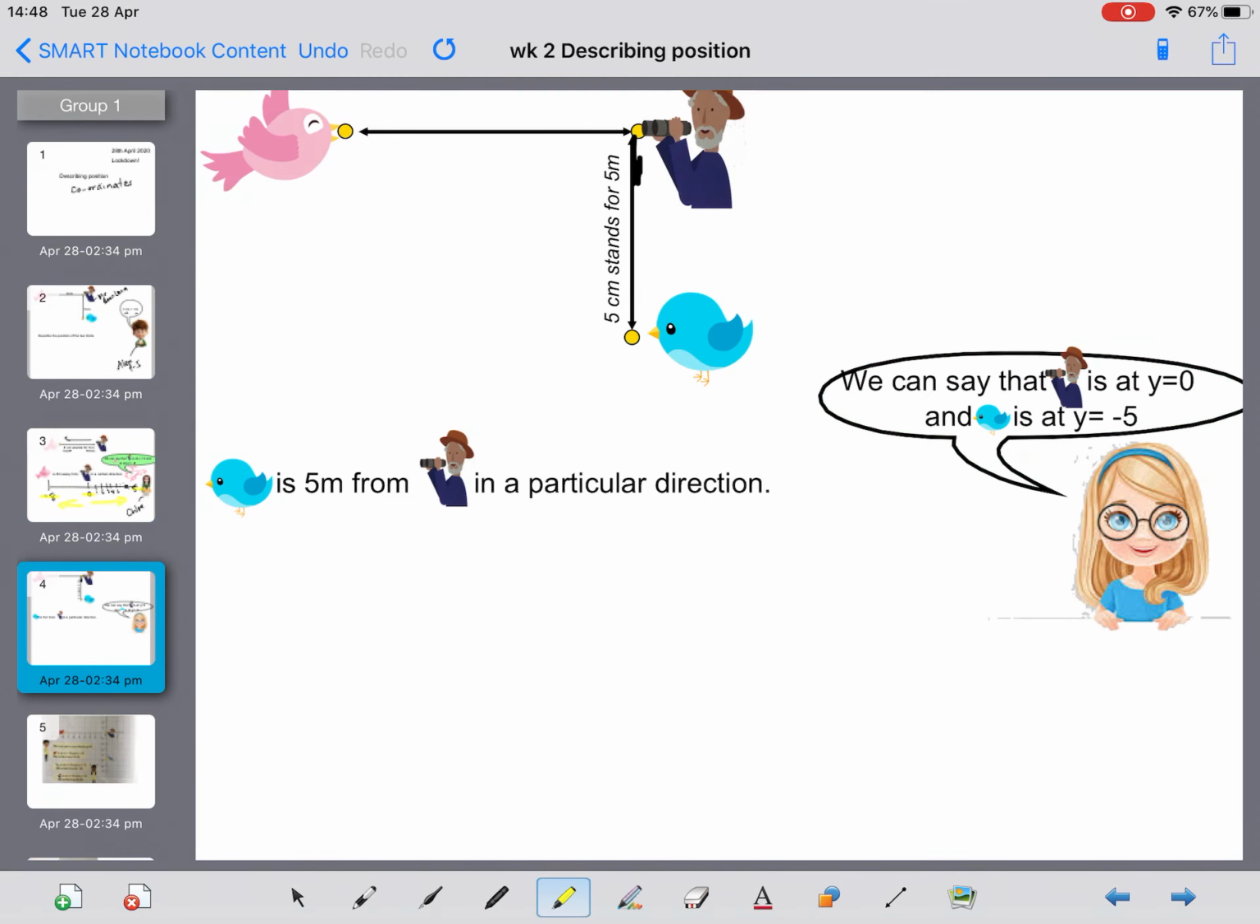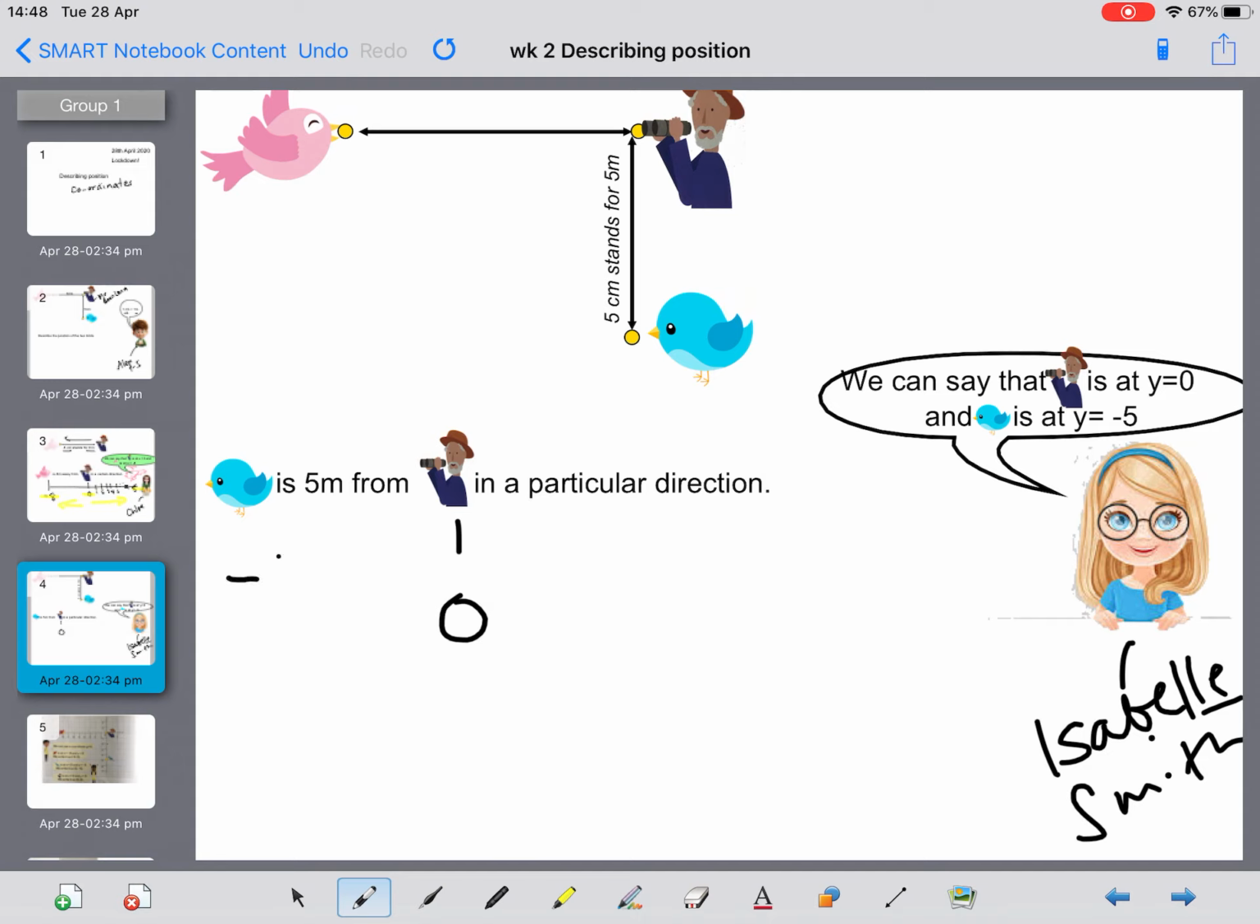Now, if we're looking at the blue bird, this was 5 centimetres on the diagram, so we know that 5 centimetres is the same as 5 metres. So 5 centimetres stands for 5 metres. So when we say describe the position of the blue bird in relation to Mr. Beanland, Isabel Smith, sorry if I got that wrong, Isabel, is saying that it's at -5. So if he's at 0, this one's at -5.